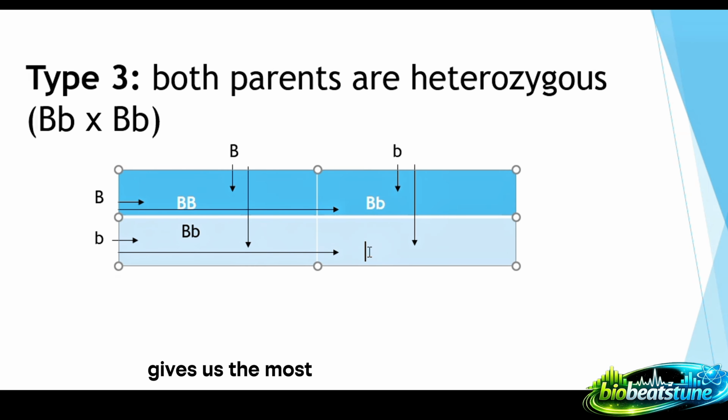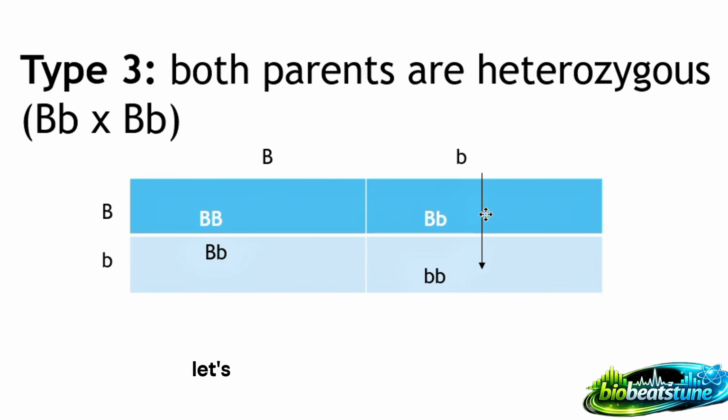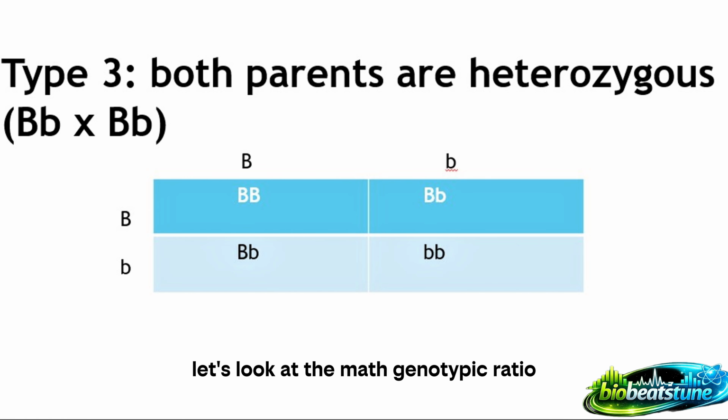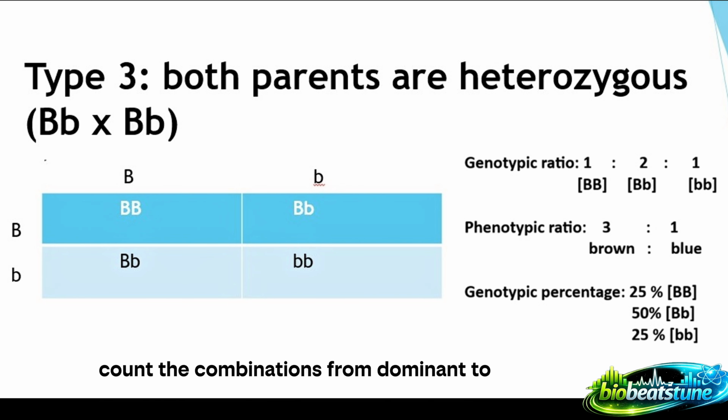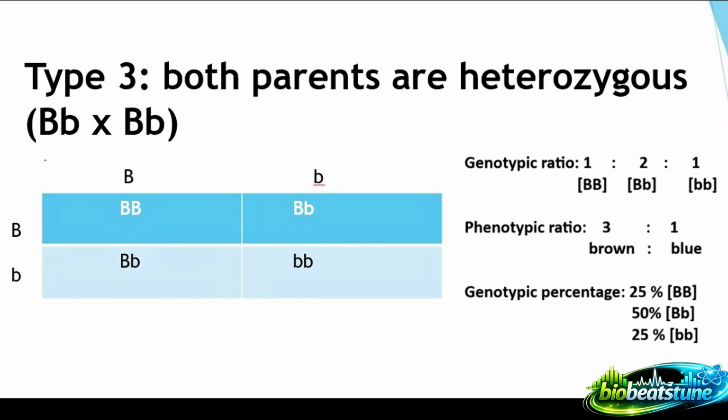This cross gives us the most diverse results on the board. Let's look at the math. Genotypic ratio: count the combinations from dominant to recessive. 1, 2, 1, which means 1 for capital B, capital B, 2 for capital B, lowercase b, and 1 for lowercase b, lowercase b.